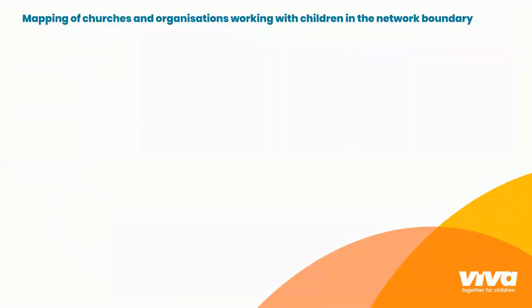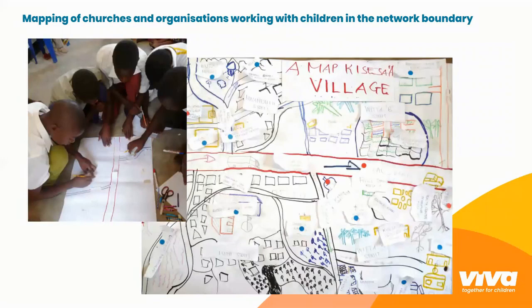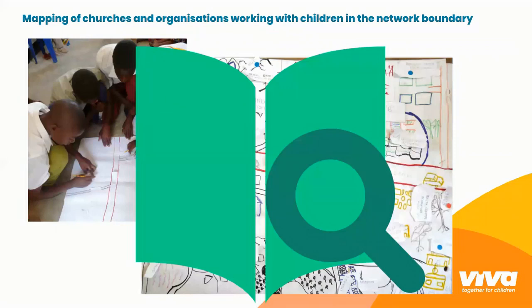2. Mapping of churches and organisations working with children in the network boundary. Mapping includes extensive research of churches, Christian NGOs and secular organisations. It's important to understand existing areas of focus and how these groups work. A comprehensive list of people, groups and projects is a good starting point for assessing the situation for any given area of operation. The network can use their findings to write a directory of churches and organisations and the focus of their work with children.